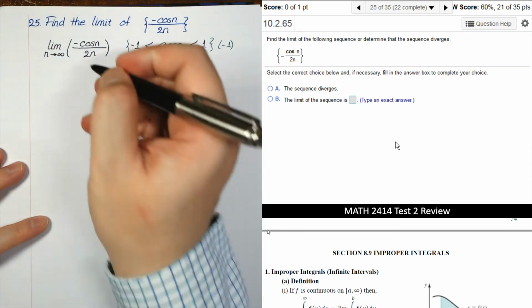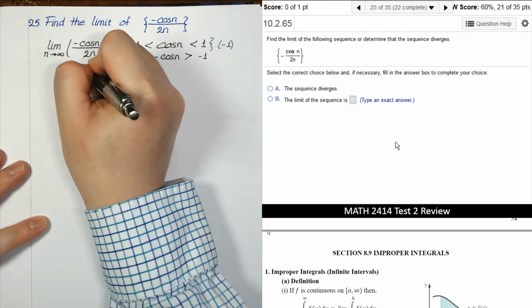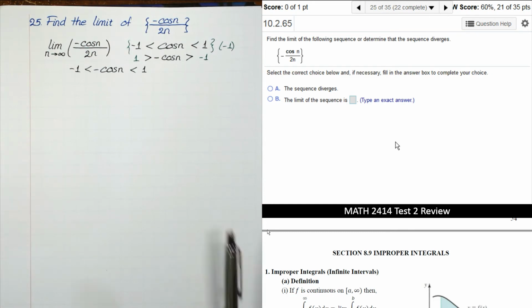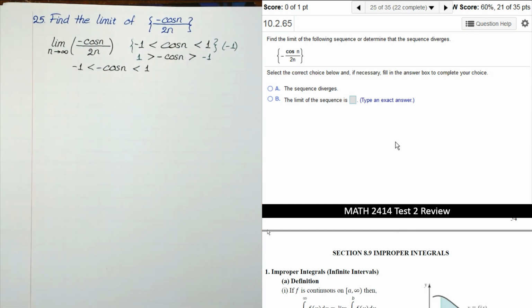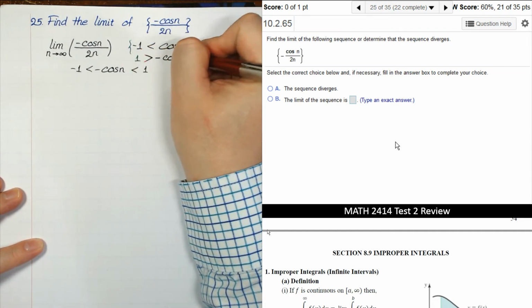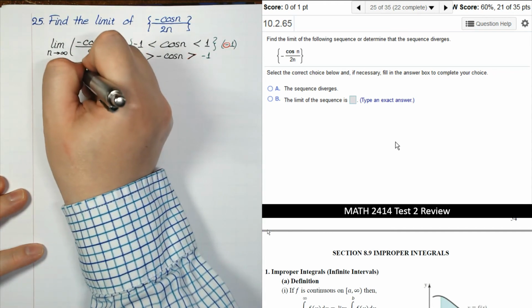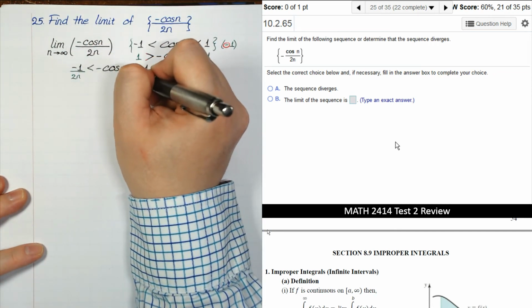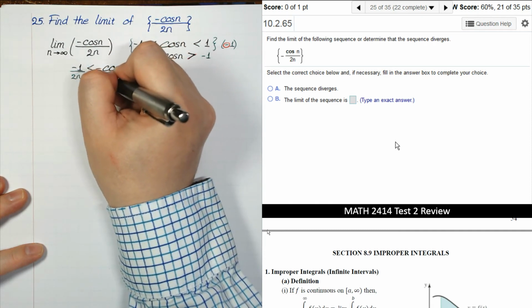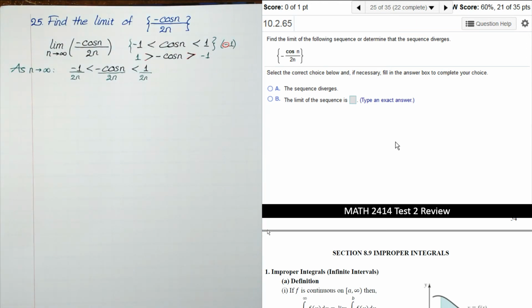So, good. We have negative cosine is between 1 and negative 1. Same thing as cosine, same thing as negative cosine. Once again, multiply by a negative number, reverse the inequality, which is still between negative 1 and 1. Now, what happens when we divide by 2n on both sides? Since n goes to infinity, we divide by a positive number, so the inequality does not change at all.